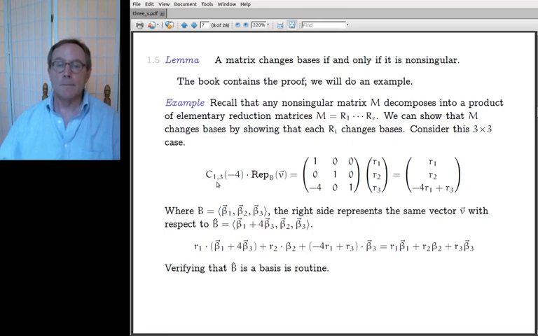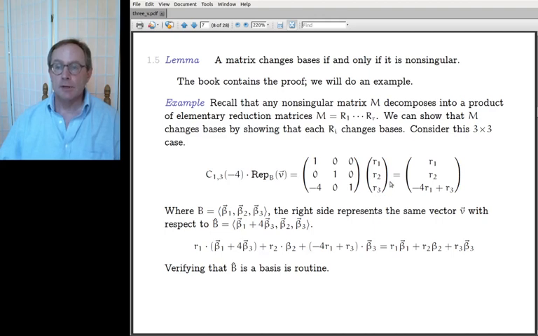Now, I'm not going to show the proof that each Ri changes bases, but here's an example. I took minus 4 row 1 plus row 3. I took the matrix that performs minus 4 row 1 plus row 3, and I multiplied it by the representation with respect to B of v, and I don't have that. I just have R1, R2, R3. It's a 3-tall vector with letters there, and I did the matrix-vector multiplication, and of course what you get is R1, R2, and then it does indeed take minus 4 row 1 plus row 3.